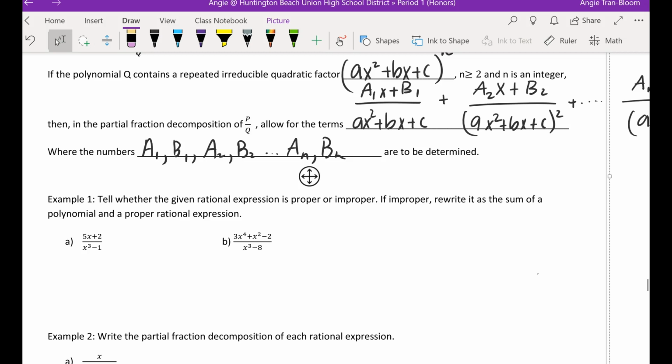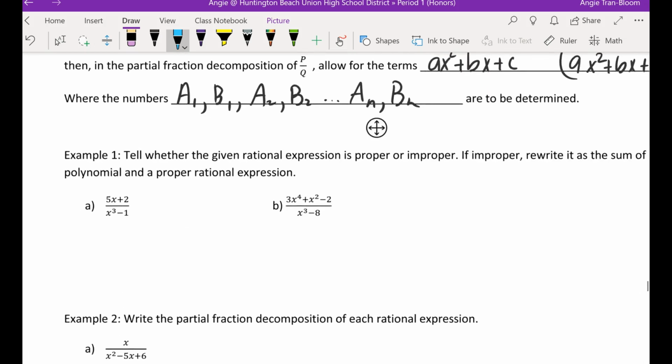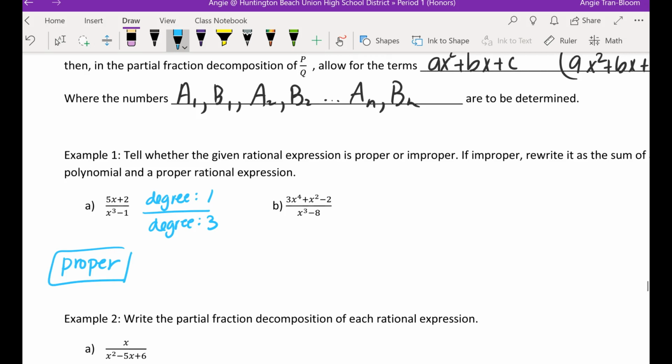Now in polynomials, we are using degrees. So example 1, the degree on the top for part a, the degree is the highest power or exponent, so it's going to be 1. The degree on the bottom is 3. So as you can see, the top is smaller, so this is definitely proper. If it's proper, you just write proper and you move on. If it's improper, then that's when you have to do a bit more work.